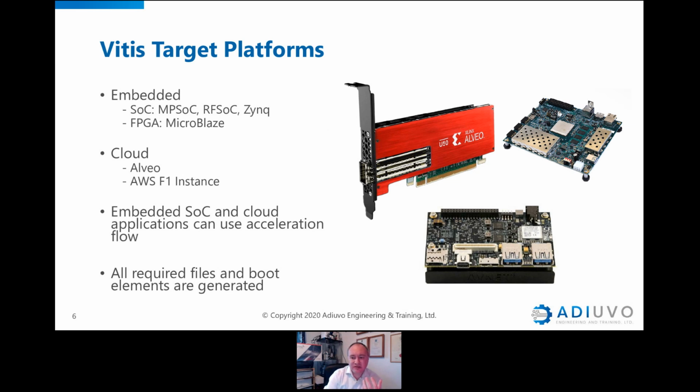One of the things we want to talk about is the target platforms that we're going to be targeting for Vitis. I've mentioned previously that we can target the embedded world. So we can target the SoCs, the MPSoC, the RFSoC, and the Zynq, or maybe we can target MicroBlazes as well. And in the cloud, we can go for the Alveo and the AWS F1 instances. What I like a lot about Vitis is you can switch really easily on your targets between whether you want to go for the cloud or an edge application, and it builds that up quite quickly.